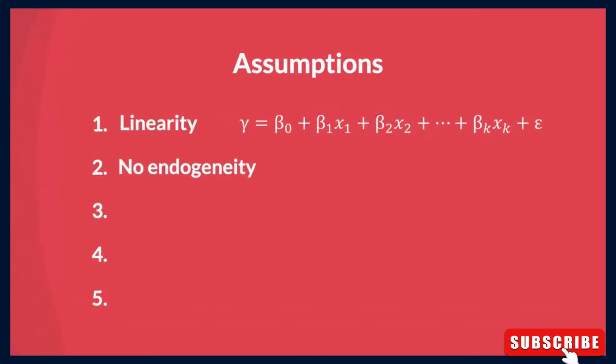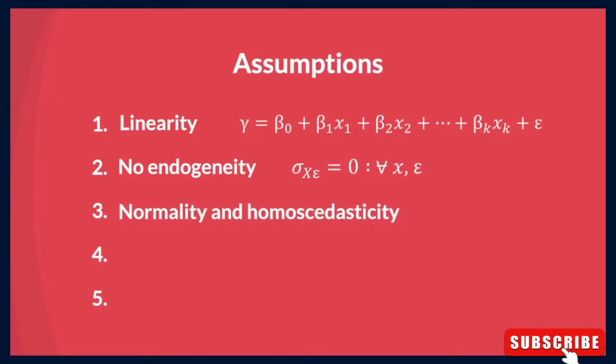The second one is endogeneity of regressors. Mathematically, this is expressed as the covariance of the error and the x's is 0 for any error or x. The third assumption is normality and homoscedasticity of the error term. Normality means the error term is normally distributed. The expected value of the error is 0, as we expect to have no errors on average. Homoscedasticity, in plain English, means constant variance. We will discuss it thoroughly later.